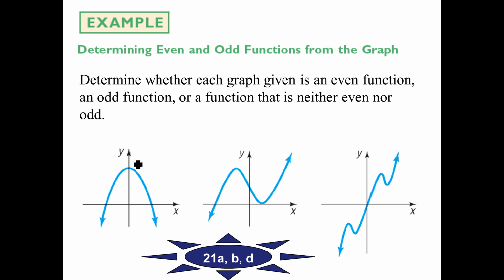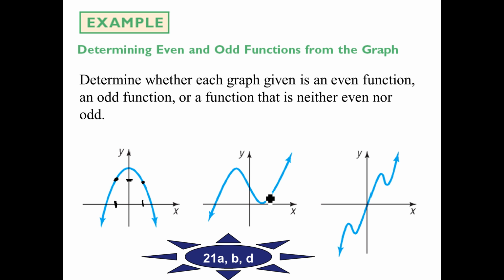This graph is symmetric to the y-axis, so this is going to be even. And you'll notice here if we take this point here, that x matches up with this y value up here. If we went to the negative, same distance from the y-axis, we'd have the same y value. So that's going to be even and symmetric to the y.